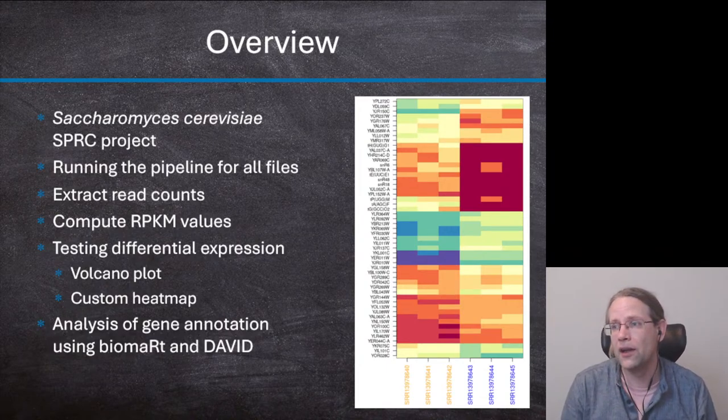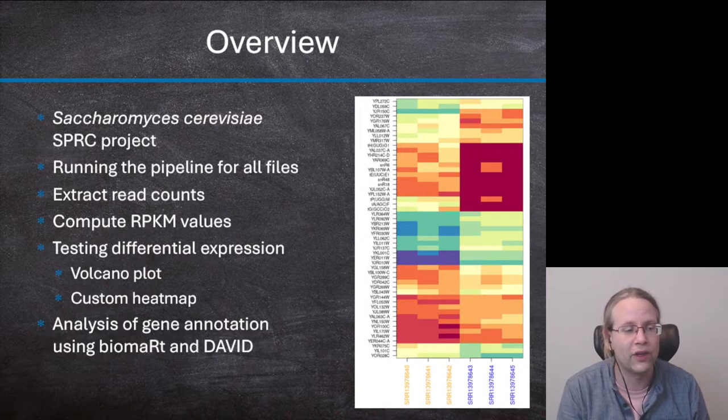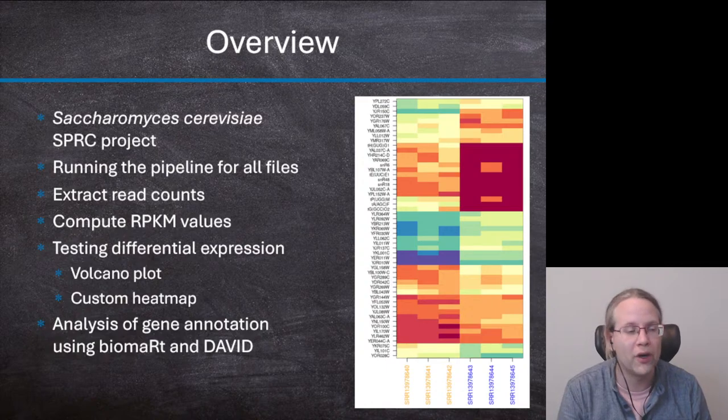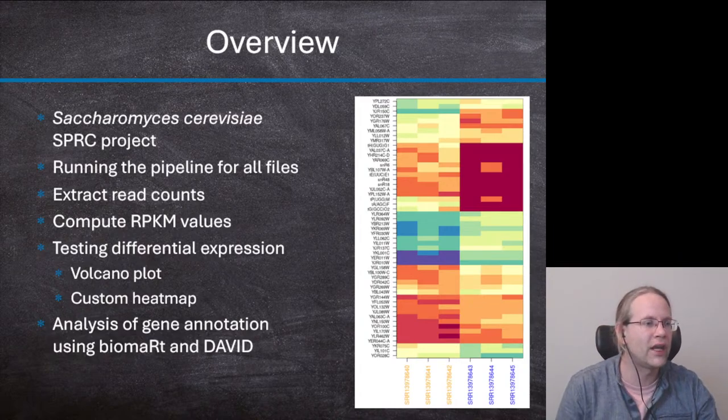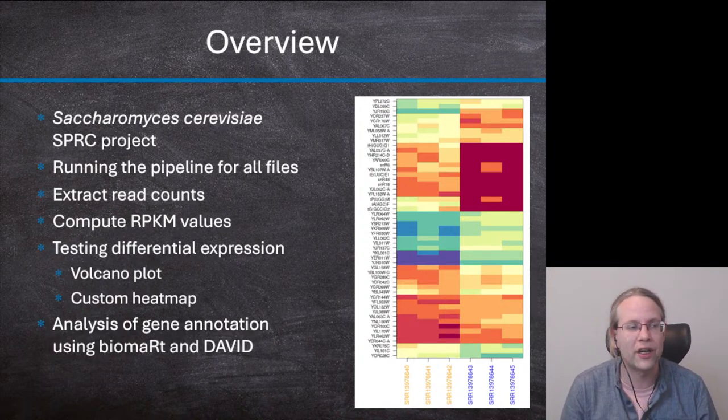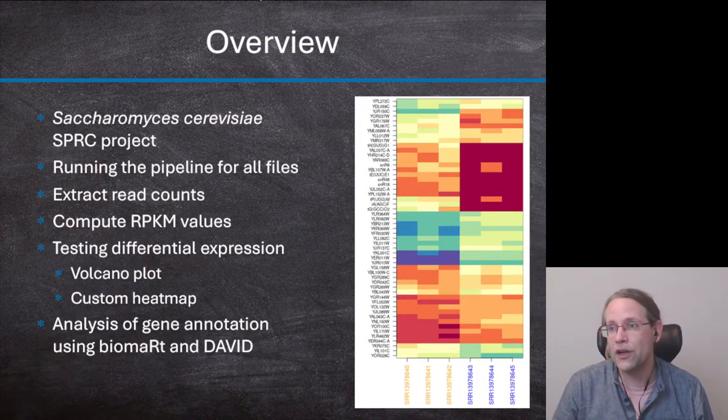And then I've added a little bit of extra this morning. I don't know if that's in the presentation that I've uploaded yet, but if it is not, I will update it. It's the analysis of gene annotation using biomaRT. And then we want to use DAVID. DAVID is the tool that allows you to do gene expression data and overrepresentation analysis, so it gives you a better insight into what's going on in your data. All right, so with that out of the way, this is what we're going to do today.